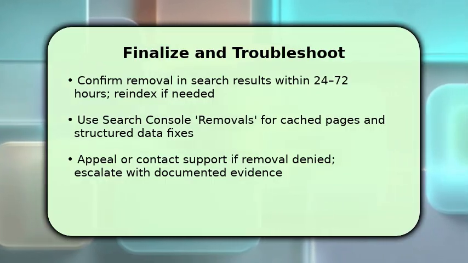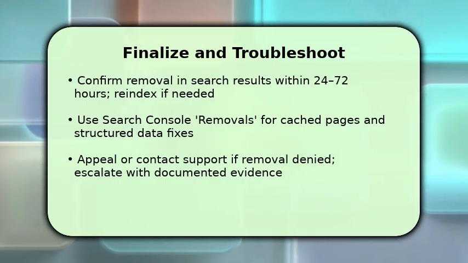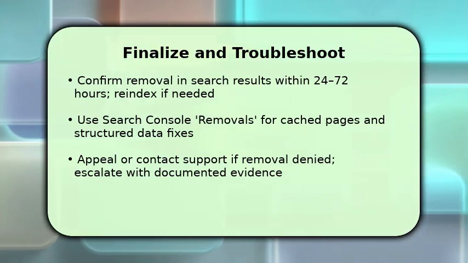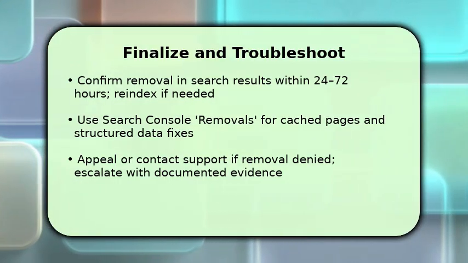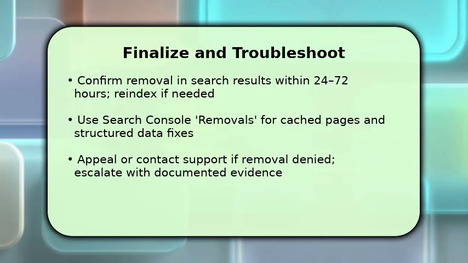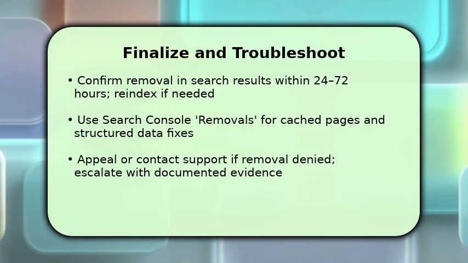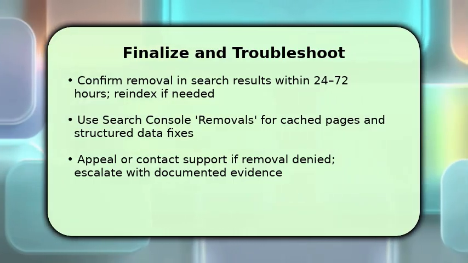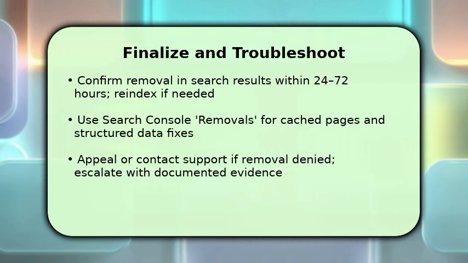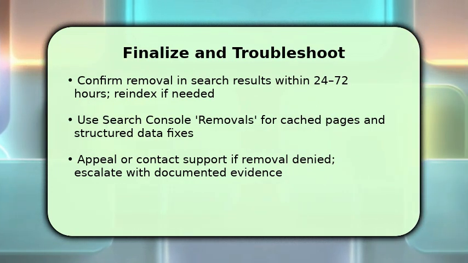If removal is denied, escalate. File an appeal, open Merchant Center support chat, or use business profile support and include your documented evidence. A key troubleshooting tip: if items reappear, check third-party aggregators or syndicated feeds. Stop the source and then re-request removal.